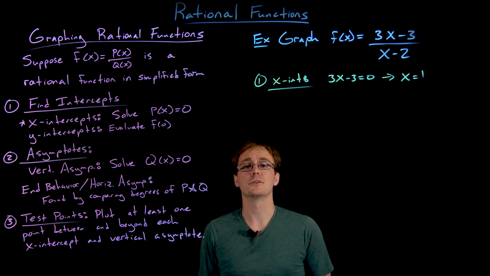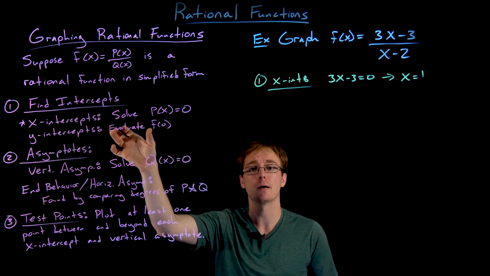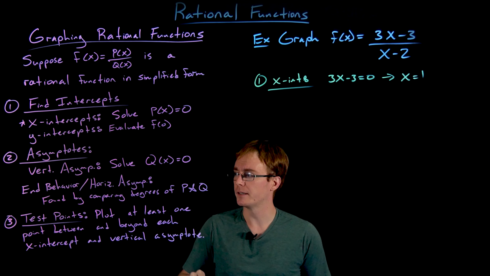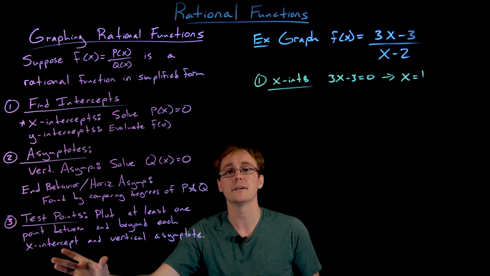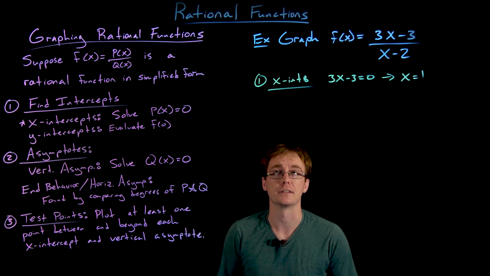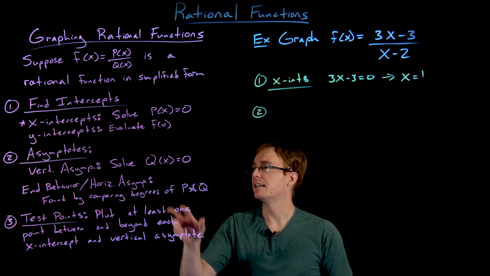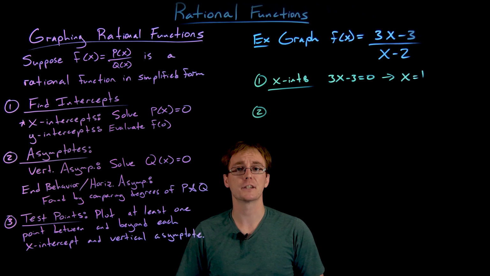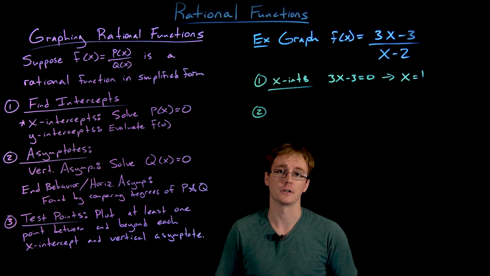In the first part of our procedure, we also have listed finding the y-intercept. I'm going to save that step for later, because, as is often the case, I'm going to use x equals 0, the y-intercept, as one of our test points. So we are ready to move on to the second step of our procedure, identifying the asymptotes and end behavior of our rational function.